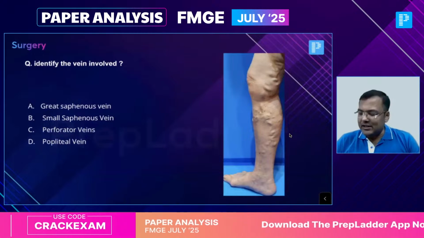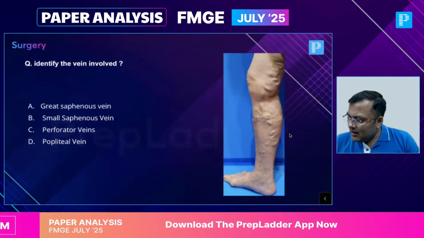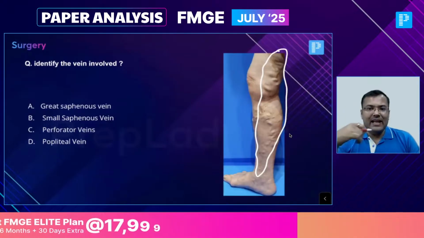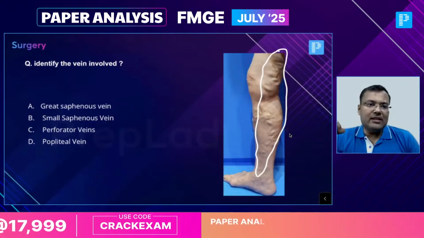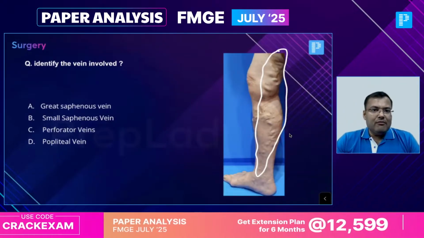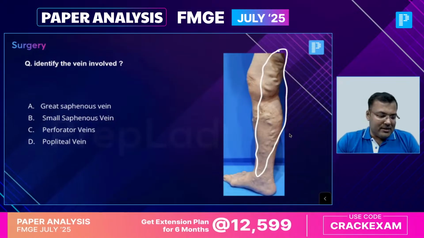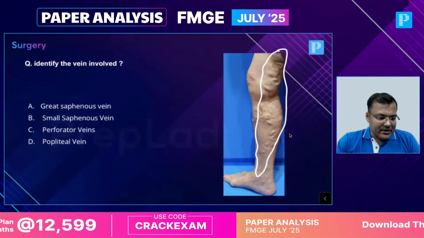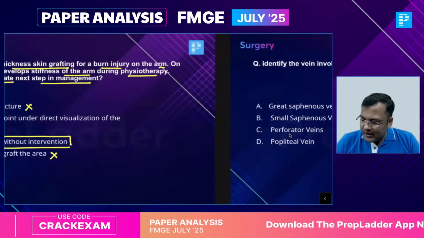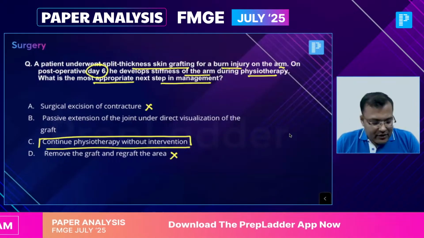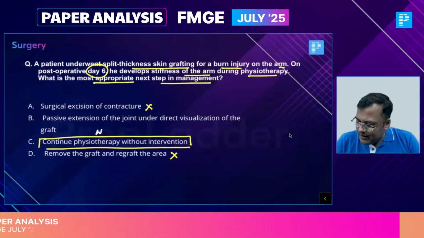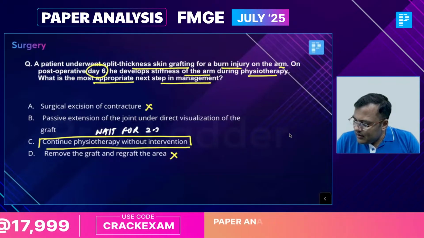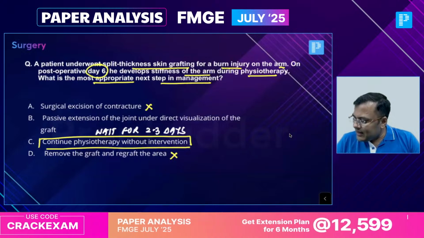Next question, guys, you can see here over the anteromedial aspect of the leg, you can see the varicosity. So you can see which vein is involved here. Tell me. OK, wait, Prakash. 2 to 3 days, wait for the physiotherapist. Yes. So wait for 2 to 3 days. OK. Wait for 2 to 3 days. Yes, so this is better. This option is better and this is the correct one.